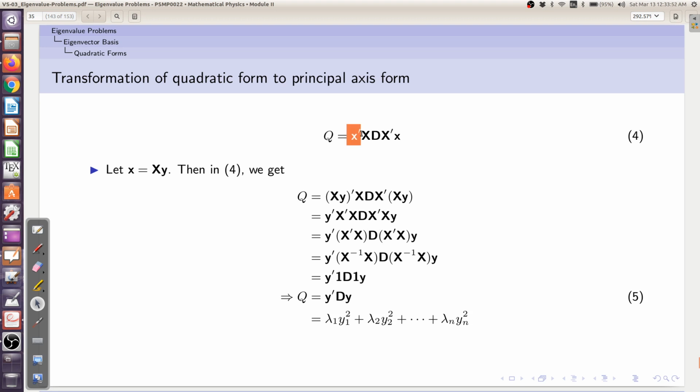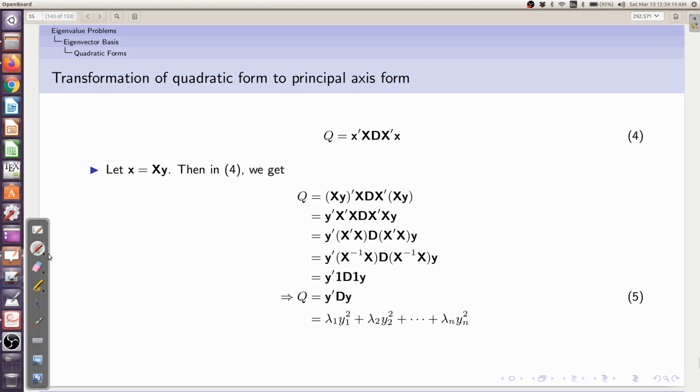All you have done is this: there is an x here, and I have replaced it with capital X y. Then the whole thing is transposed. Then we have X D X transpose. Then here again we have x, which I'm writing as capital X y. Now I want to open this bracket. For that we use the result that (A B) transpose is equal to B transpose A transpose. The order gets reversed.